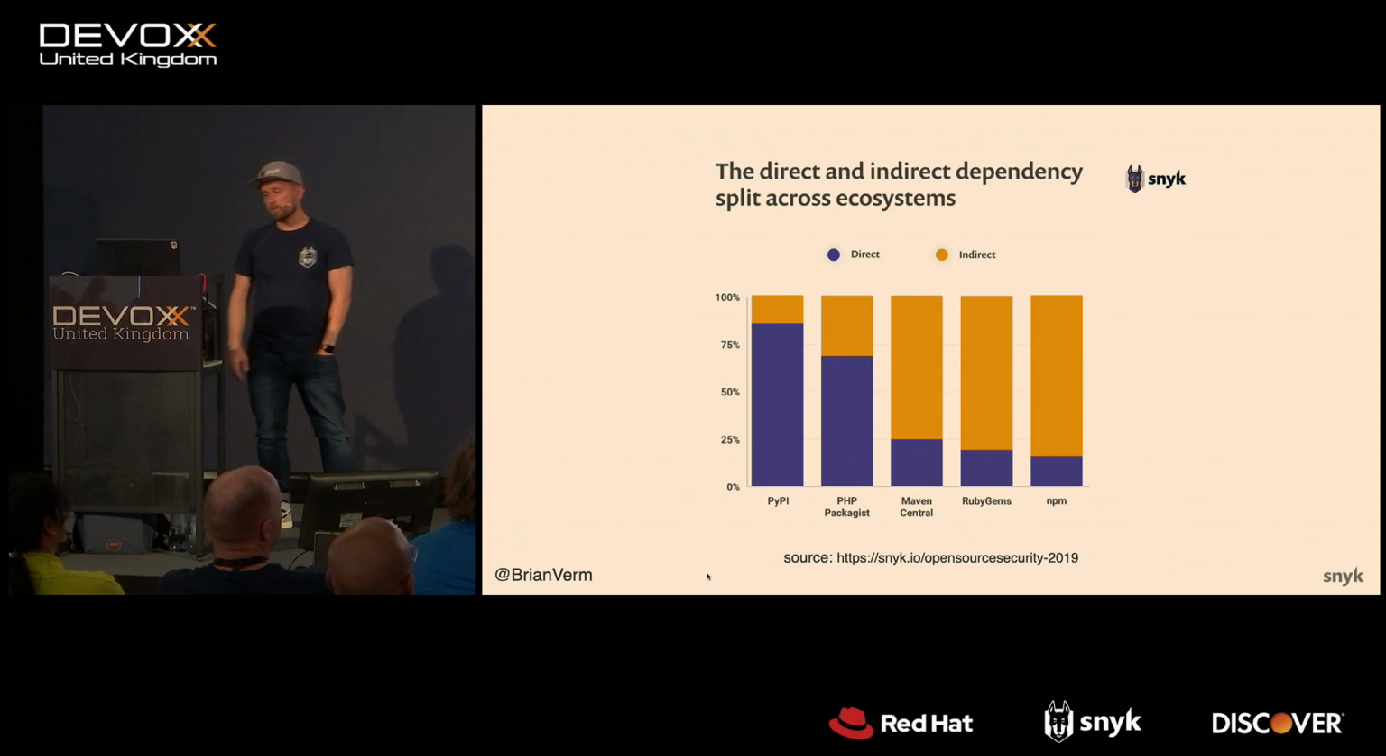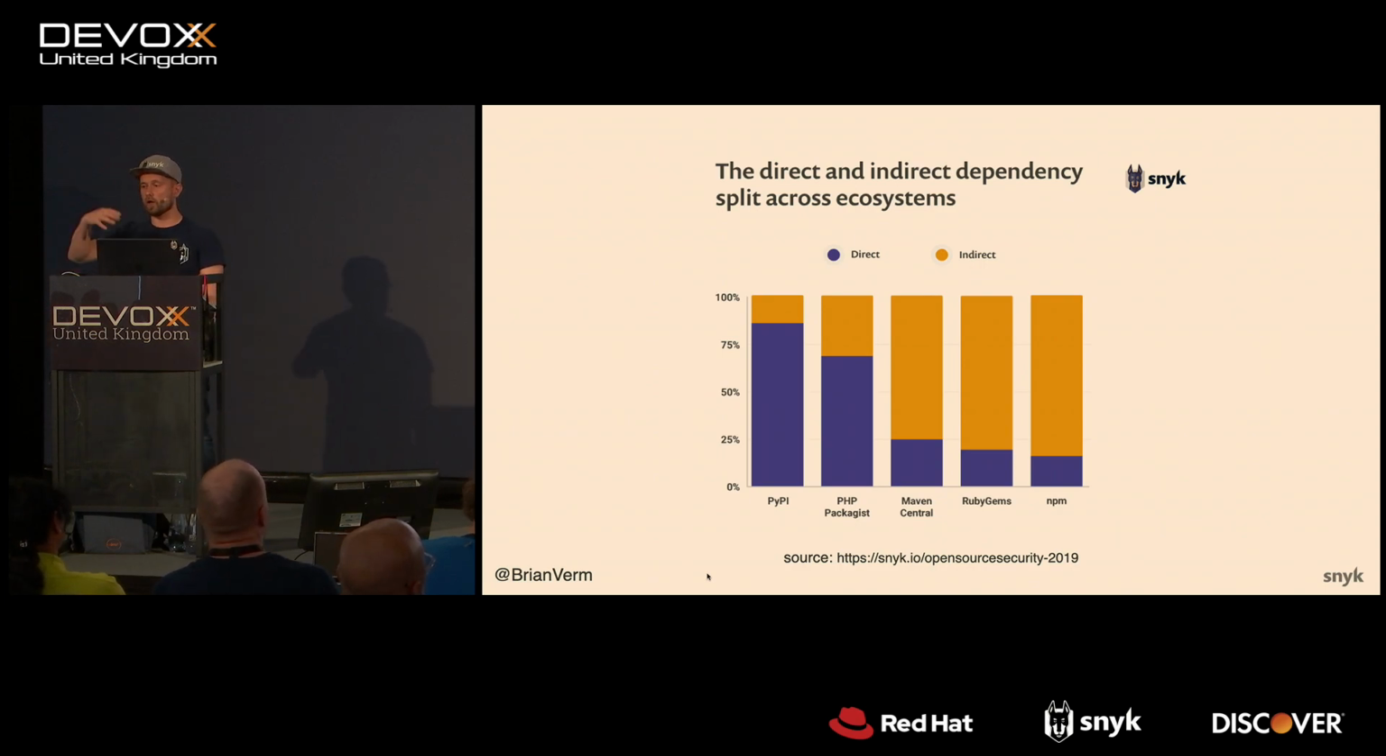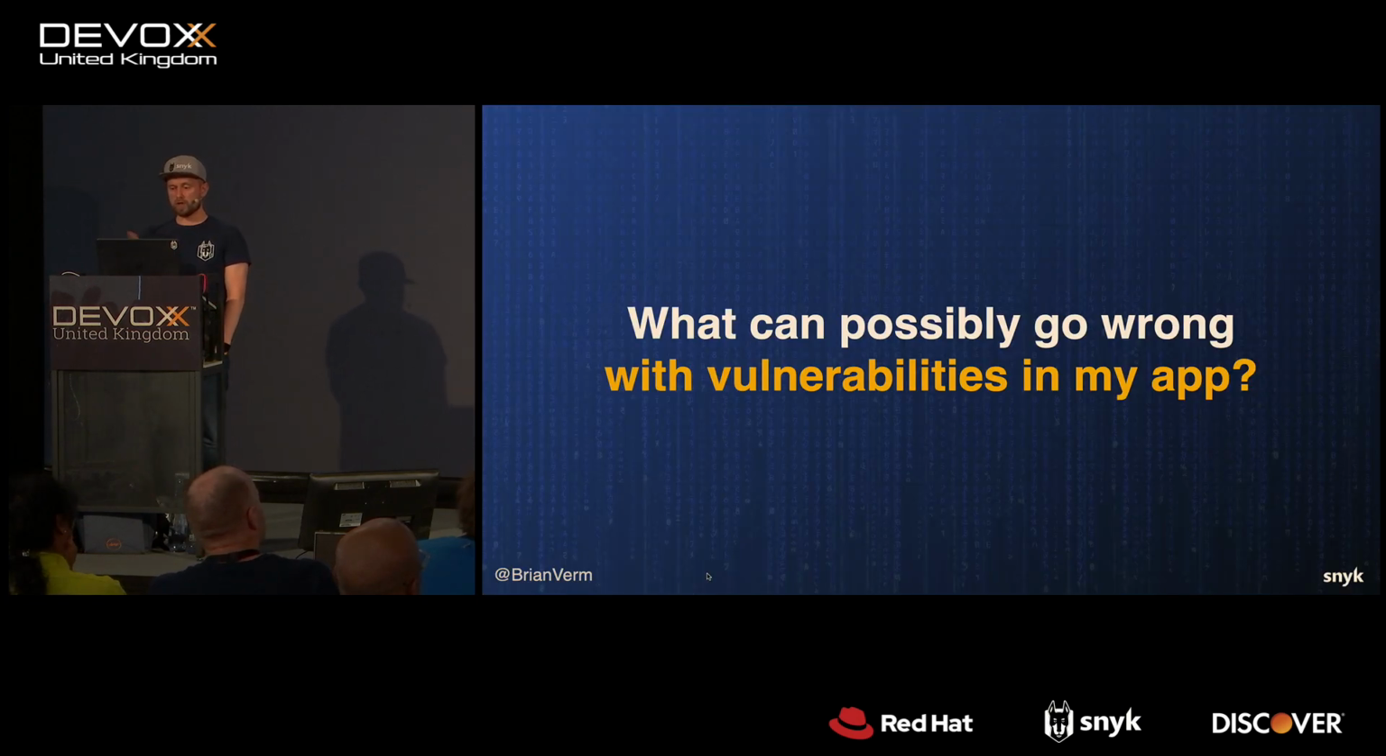We see that most problems of these dependencies are in the transitive dependencies, because you probably have some Spring Boot starters in your application, and the rest you have no clue, but that brings in automatically. So, yes. What could possibly go wrong in my app? I just showed you.